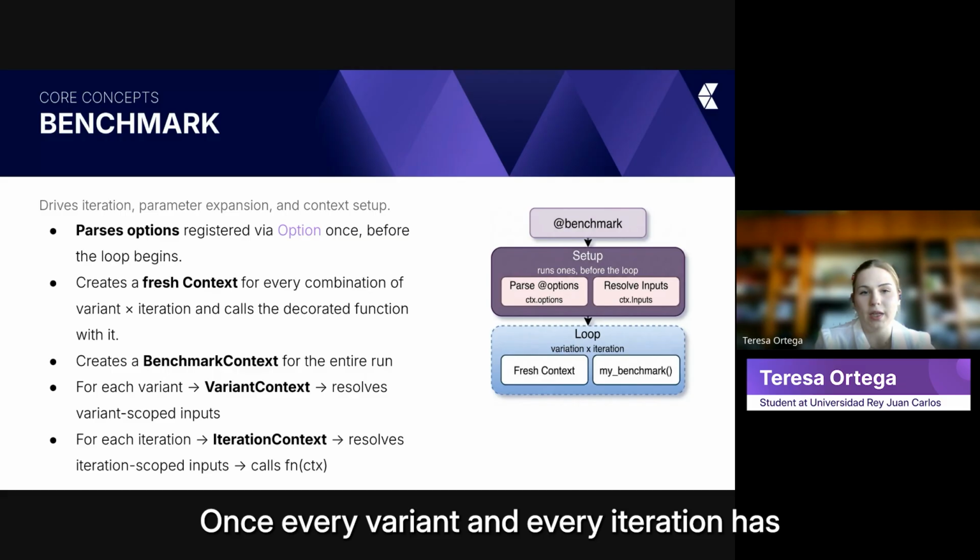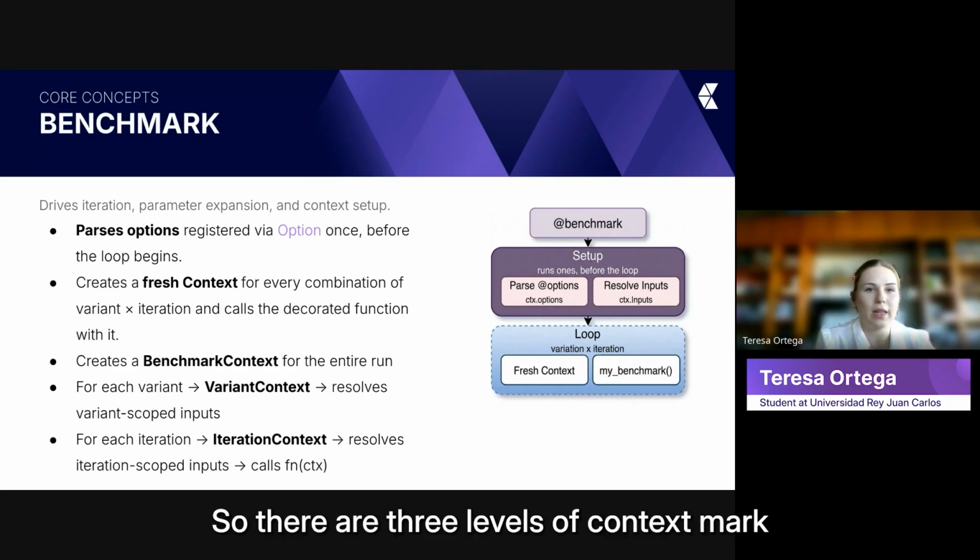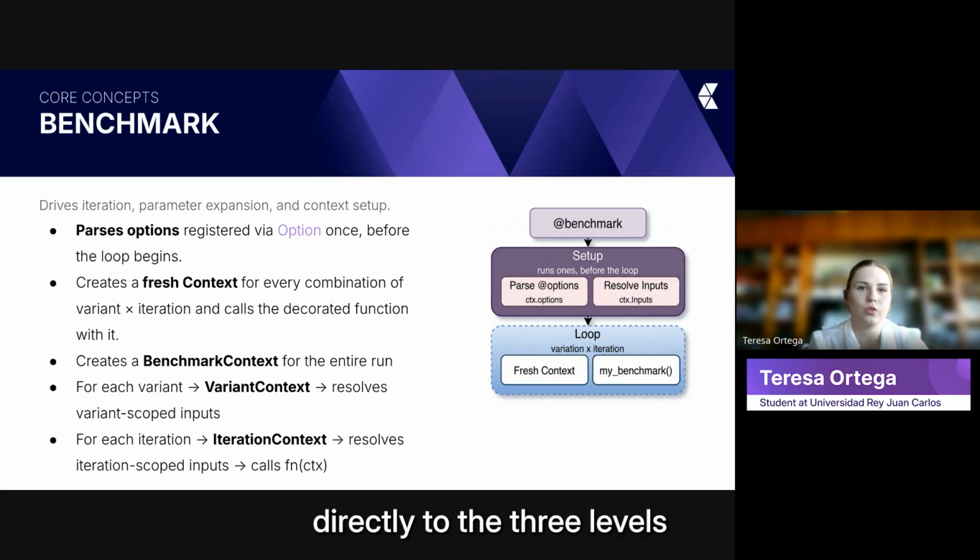Once every variant and every iteration has finished, it runs the output hooks, once at benchmark scope. So there are 3 levels of context mapped directly to the 3 levels of input resolution. And the outputs always run last.